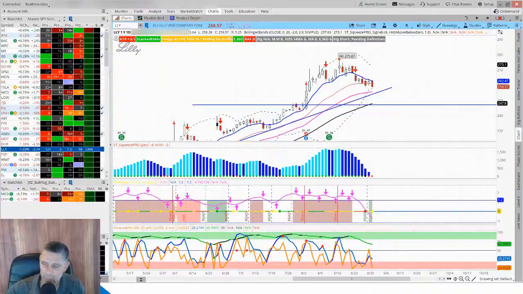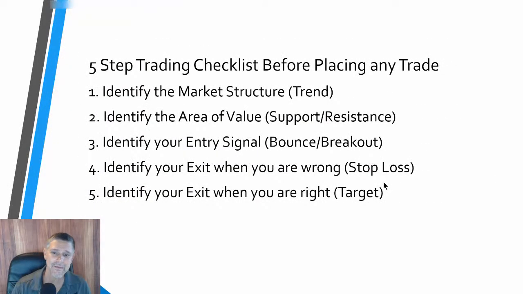So if we're going to recap really quickly, the 5-step trading checklist. Number 1, identify the market structure or the trend. Are we up? Are we down? Are we sideways? You must do this before placing any trade. Number 2, where is the area of value? Where's support? Where's resistance? In an uptrend, we care about support. In a downtrend, we care about resistance.